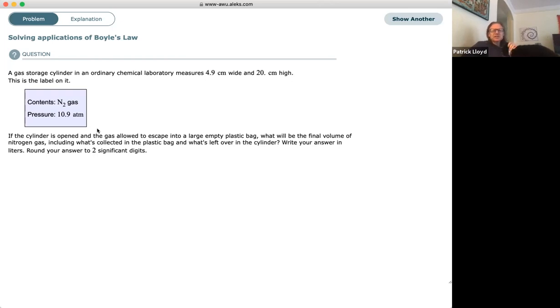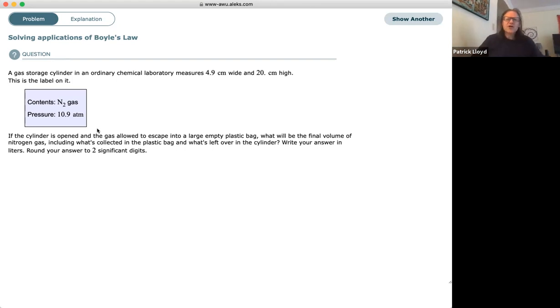Write your answer in liters and then round your answer to 2 significant digits. It's 2 because of those measurements of length and height, or height and width. They only have 2 significant digits. Okay, so let's take a look at it.